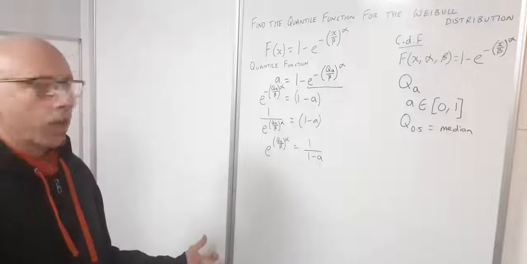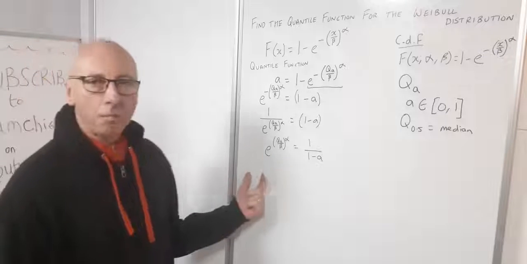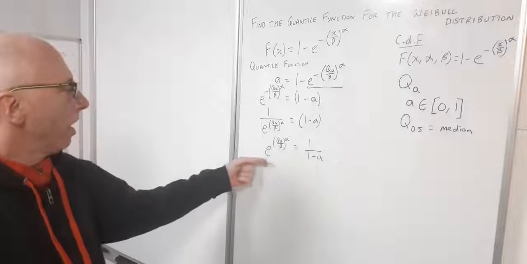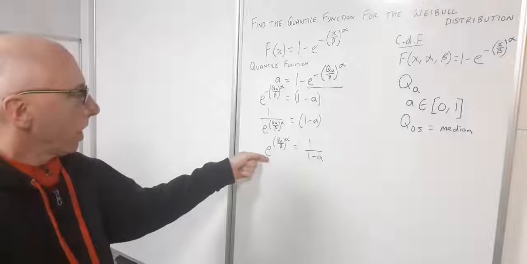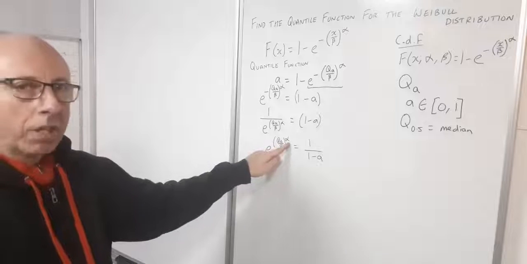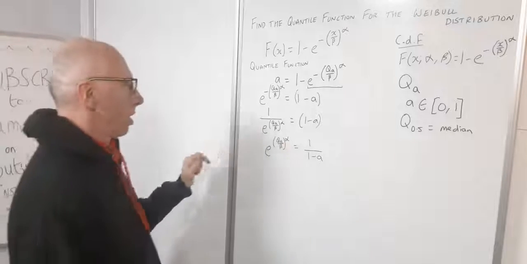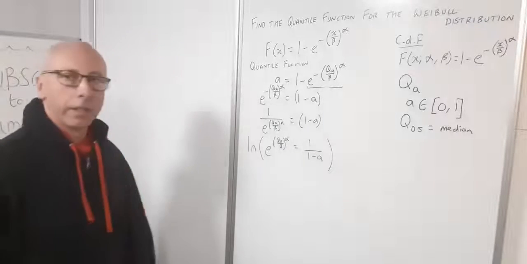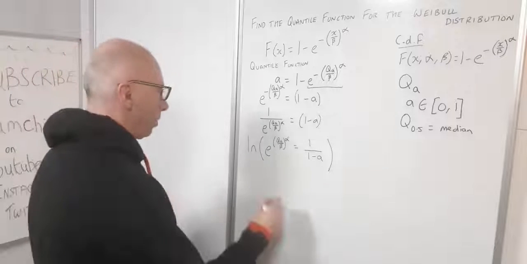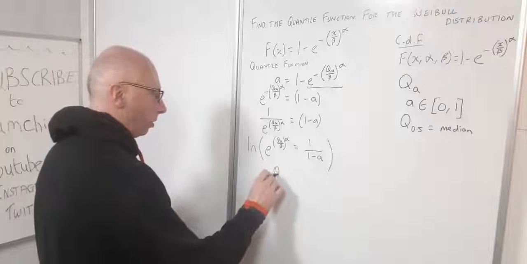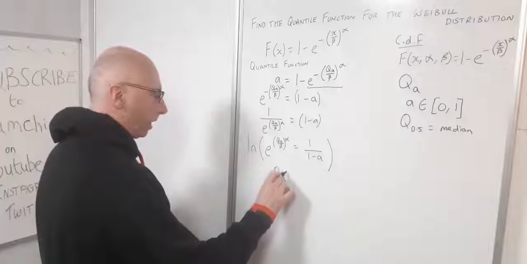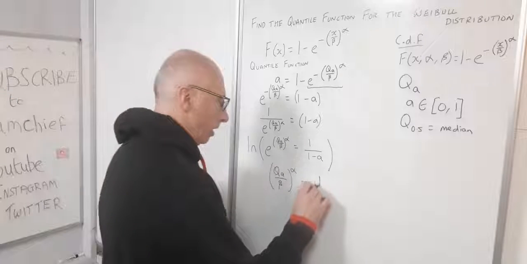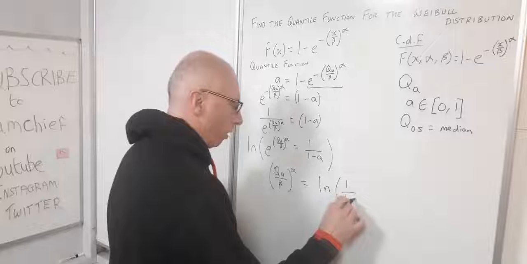Okay, so now what I can do is take the log on both sides. If I take the natural log, we know what that is. The natural log of this will get rid of our exponential and we'll bring the alpha out to the front. So let's just take the natural log on both sides. So now I'll have q, or quantile, over beta to the power of alpha equals the natural log of this side, so the natural log of 1 over 1 minus a.